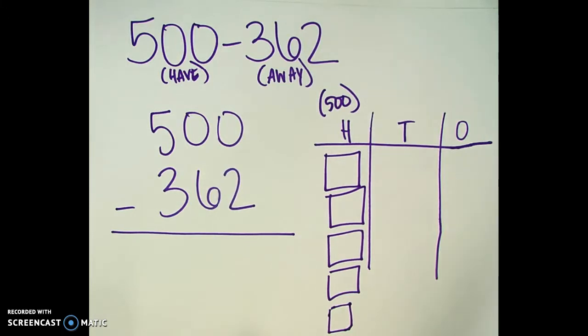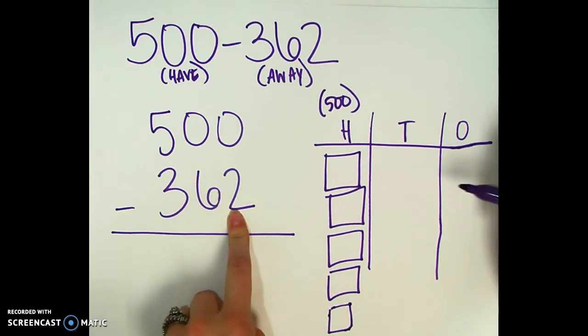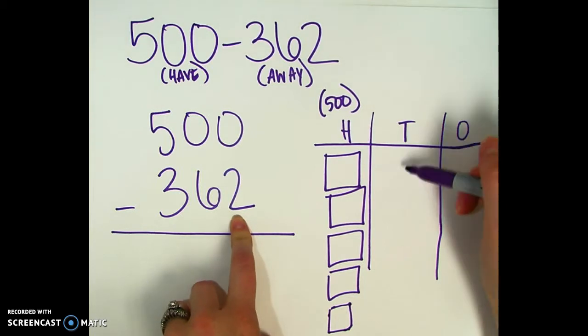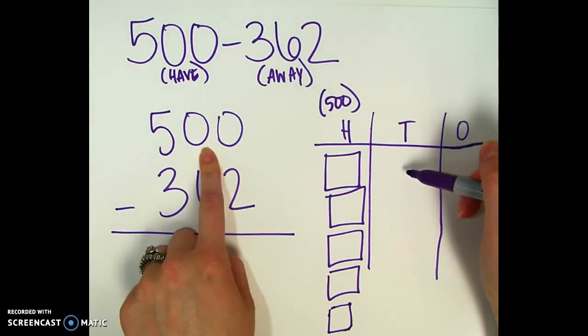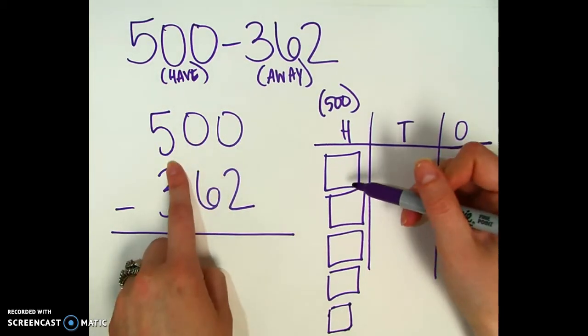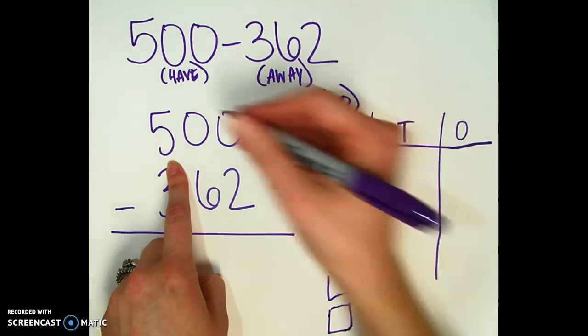Alright, so now we're going to take it away. We're going to subtract 362. Can I take 2 from here? No. I can't. There's nothing there. You can't take it away. So, we have to borrow. Oh, wait. This doesn't have anything either. So we have to move over again, okay? So we're taking it away from the 5.